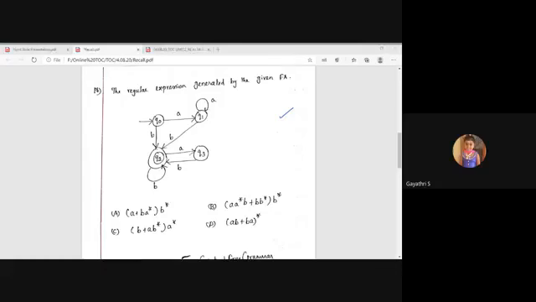So type your answer: A or B or C or D. Just one clue: focus on the point of the final state. On which type of transition does the language go to the final state? B. Yes. Okay. So don't think.